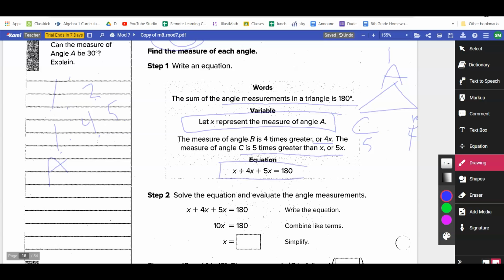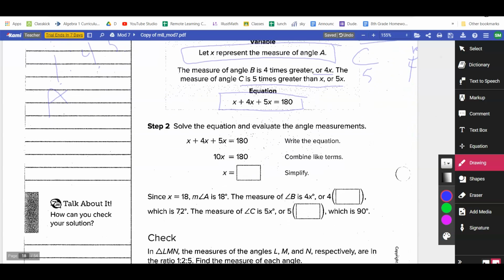So I could use this as my equation. We have x plus 4x plus 5x equals 180. Now you go ahead and solve it. Combine your like terms. You must combine your like terms first. So 1x plus 4x plus 5x, that's going to be 10x. 10x equals 180. x is going to be, guess what? 18. So x is 18. So the first one is 18.